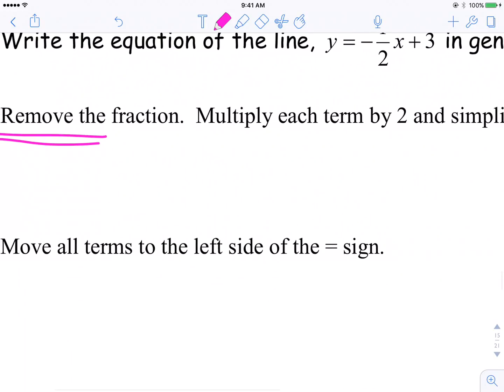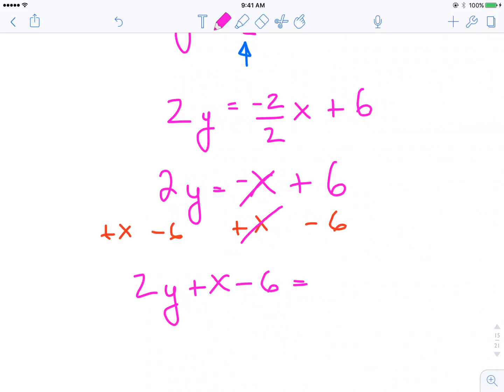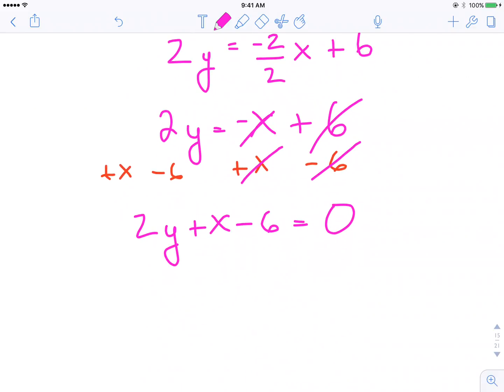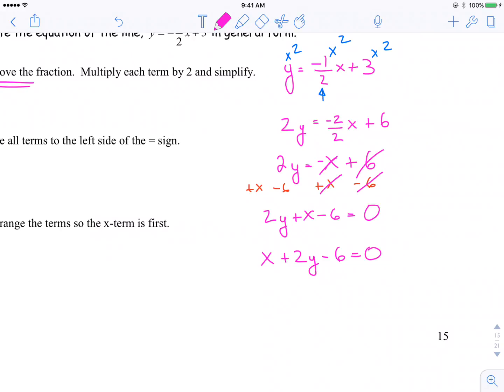The next step, move everything to the left-hand side of the equal sign. So I'm going to go plus x and minus 6. Do the opposite functions. I'm going to go plus x and minus 6 to both sides of the equal sign. It's going to give me 2y plus x minus 6 is equal to, these cancel, leaves me with 0. And then rearrange so that x comes first. And then, of course, you would have to figure out whether or not x was positive, and in this case it is. Let me give you a quick example of what happens if x is negative.